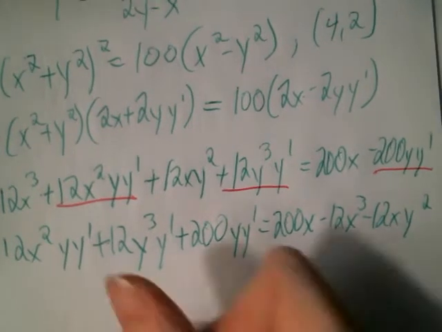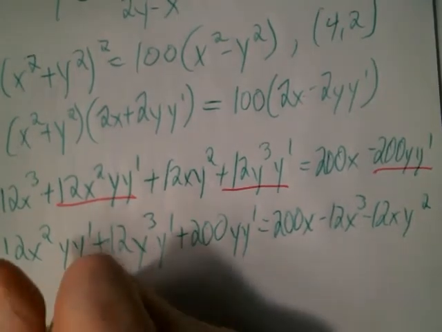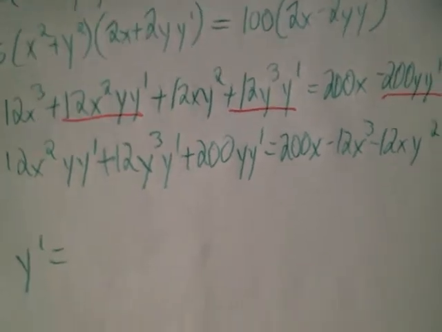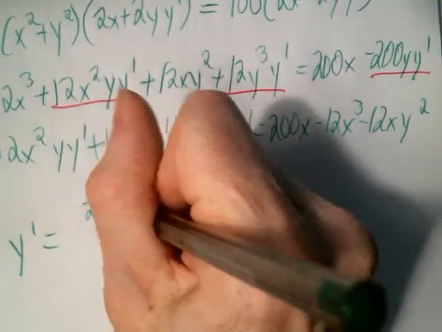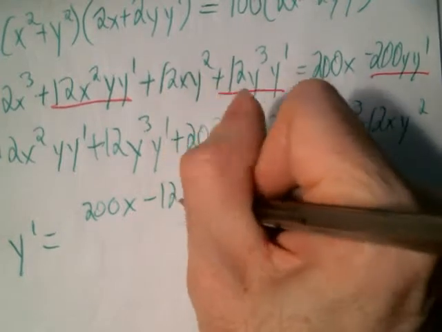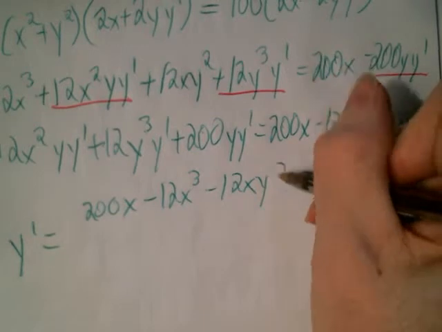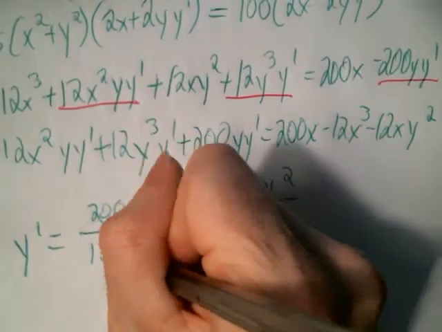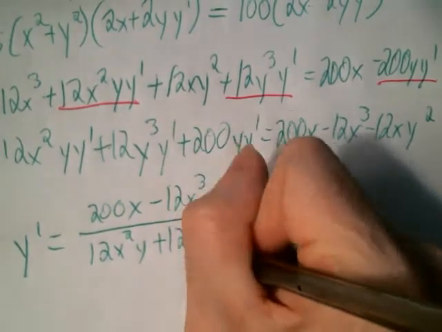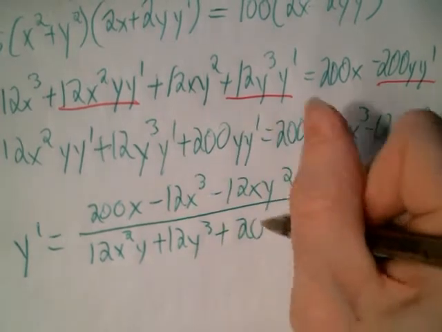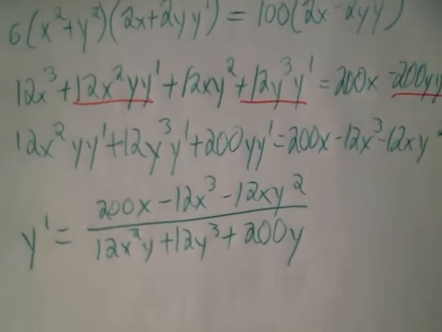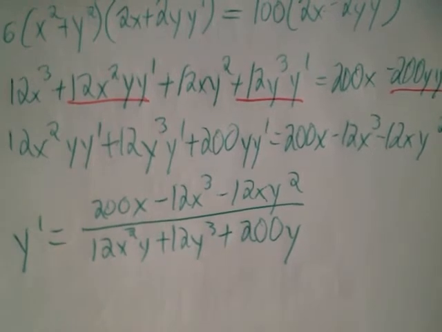Factor out the y prime and divide. So I'm getting y prime equals 200x minus 12x cubed minus 12xy squared all over 12x squared y plus 12y cubed plus 200y. Okay, so that's our formula for the slope of the tangent line at any given point. In particular, we want to know the one at 4, 2, I believe.